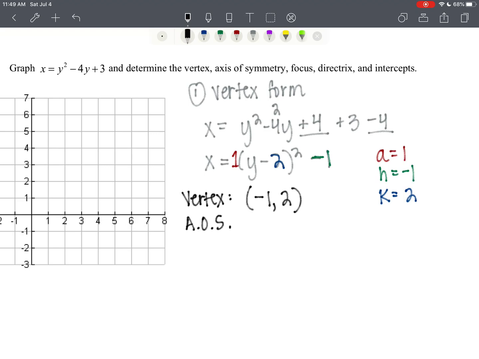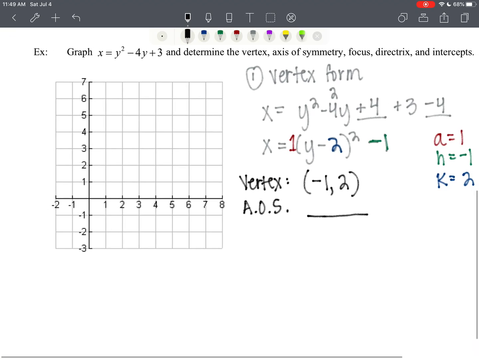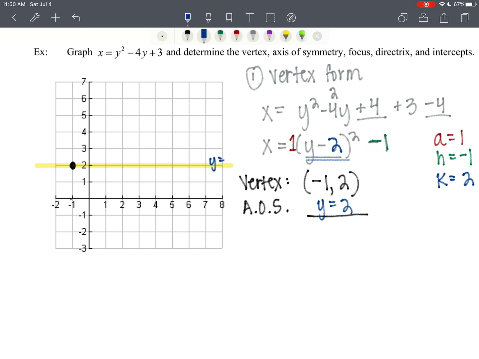Then we have our axis of symmetry. Now let's start graphing this. Left 1, up 2, there's our vertex. We're going to draw that axis of symmetry horizontally going through the vertex. So the axis of symmetry is going to be y equals 2. You can kind of see it right here. y equals 2. And you can verify it on the graph. y equals 2.